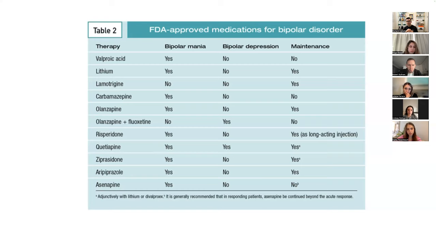Depakote is a histone deacetylase inhibitor. If you know what histone deacetylase is, HDAC inhibitor, it's a class of medications that we also use in chemotherapy. The reason I'm bringing that up is because histone deacetylase is needed for cell division. If you stop that, what happens? Your cells are not dividing.